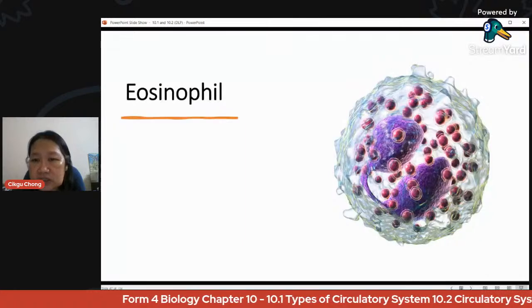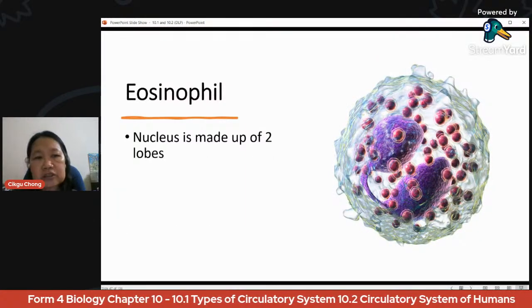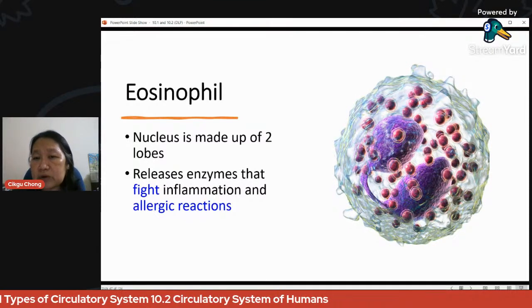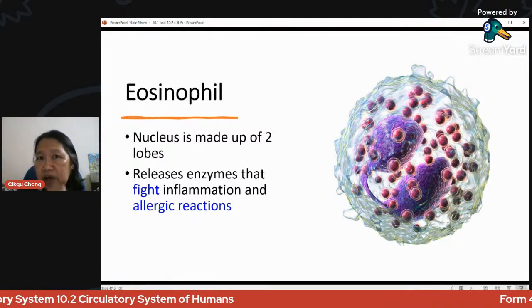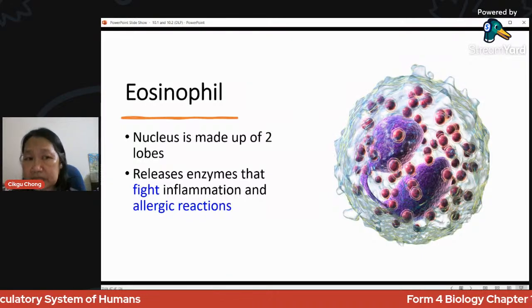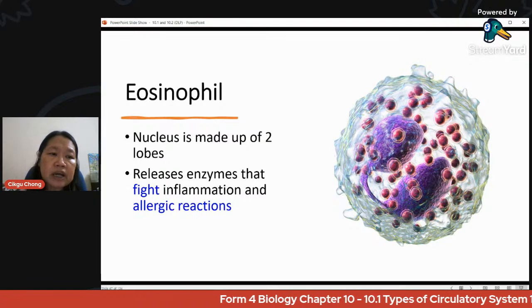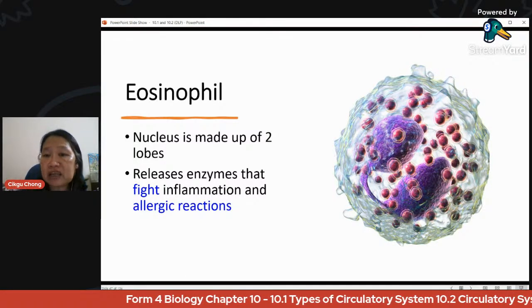Okay, next one, eosinophil. This one has got 2 lobes. The nucleus has got 2 lobes. This is also a granulocyte. So NEB: neutrophil, eosinophil, basophil. This one has a different function. It does not kill bacteria, but it releases enzymes that fight inflammation.